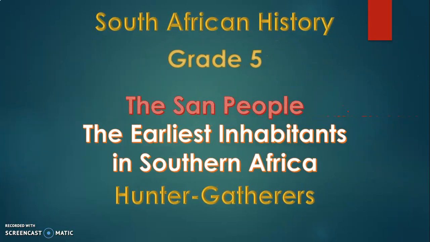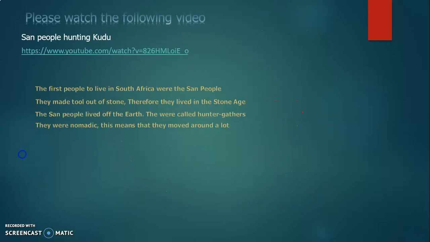South African history. Okay, this is what we're going to be learning about, and it's for the grade 5s, and we're going to be learning about the San people. And as I said, they were the earliest inhabitants in Southern Africa, and they were hunter-gatherers. This is who these people were. The next slide that we go on to, there's a video that's been posted. There's the link. I want you to watch that video.